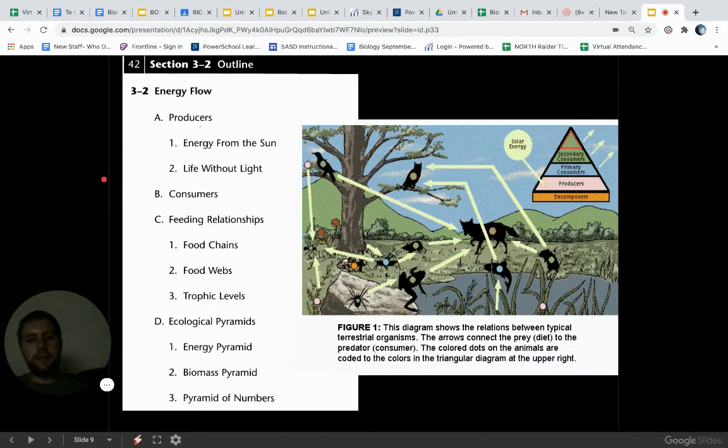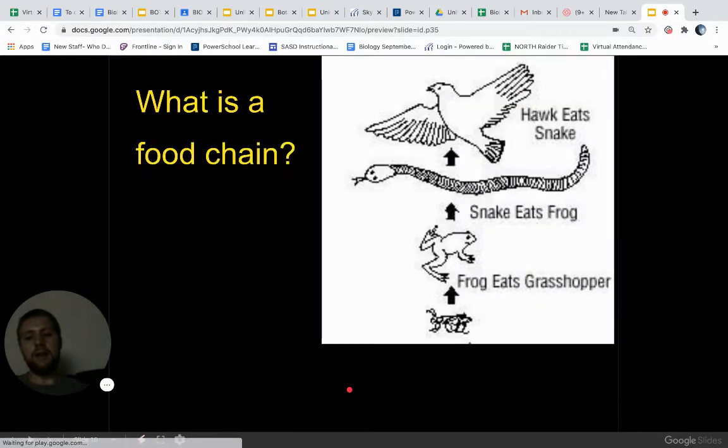All right, so now section 3.2 that you're going to be reading in the future, and I also provide audio versions if you would like that. You'll be reading and doing the 3.2 worksheet for Thursday. So these are the topics covered, and we're going to talk about some of them right now.